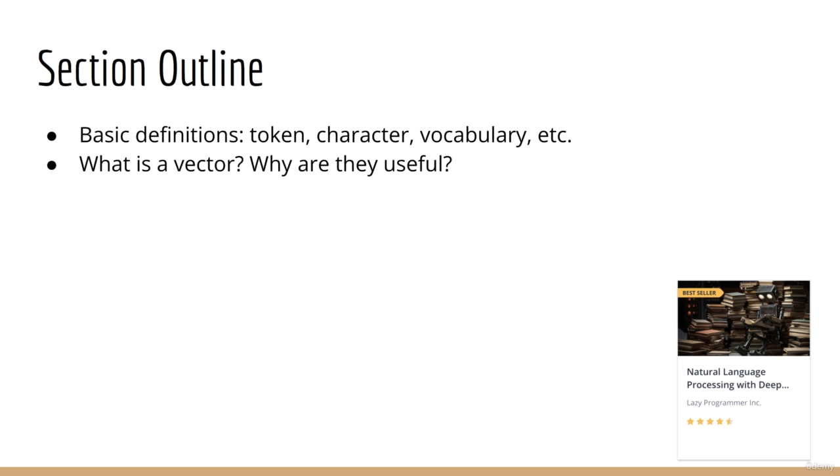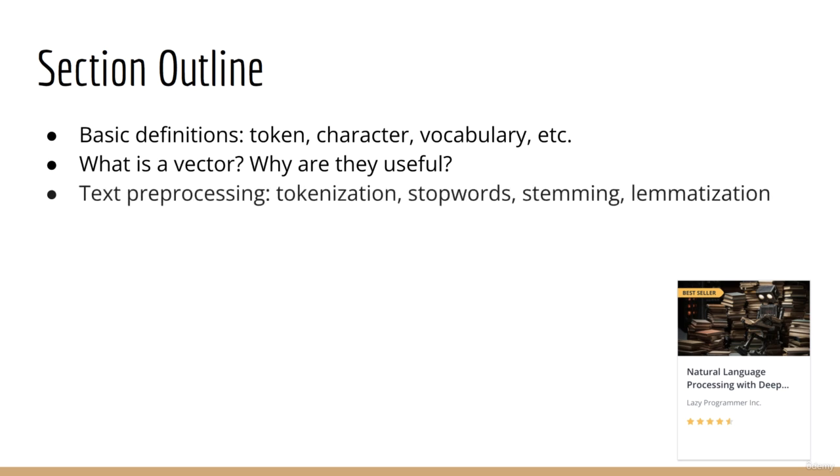Once we understand the concept of vectors, the next step will be to discuss various techniques that will be used during the process of converting text into vectors. So for example, tokenization, stopwords, stemming, and lemmatization. After we understand some of the basic text preprocessing techniques, we'll then look at the simplest way to convert text into vectors, which is by simple counting.